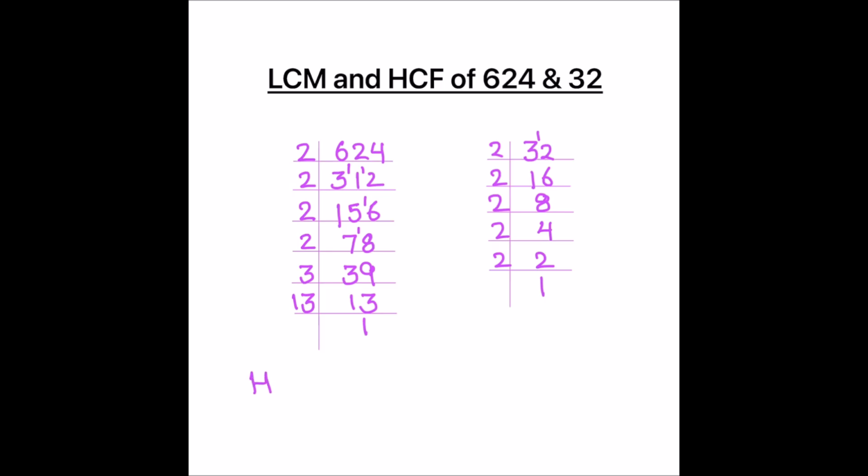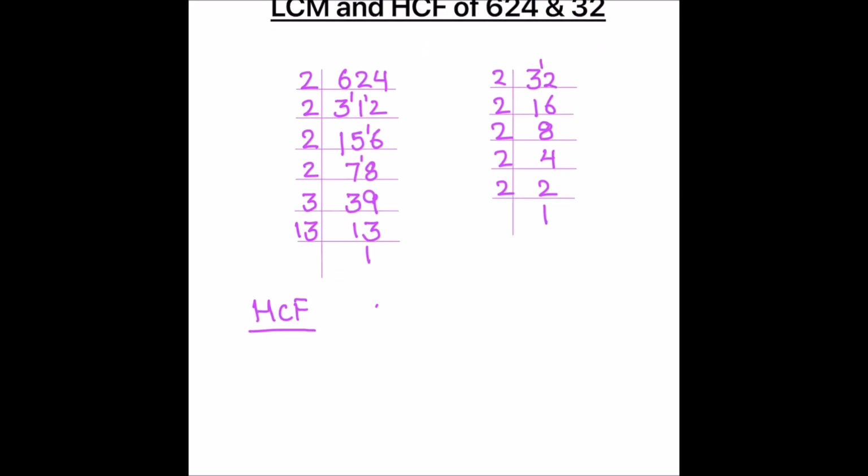Let's first find the HCF of the numbers. HCF is the highest common factor. So we are going to write all the factors and we'll find the common factors in between the two numbers. Factors of 624 are 2 times, 2 times, 2 times, 2 times, 3 times 13. And the factors of 32 are 2 times, 2 times, 2 times, 2 times 2. Let's find the common factors in between the two numbers.